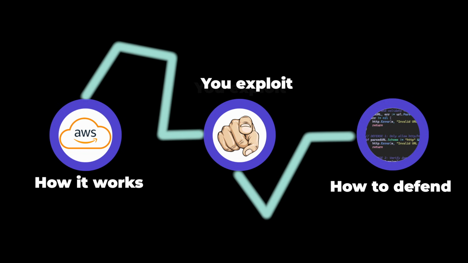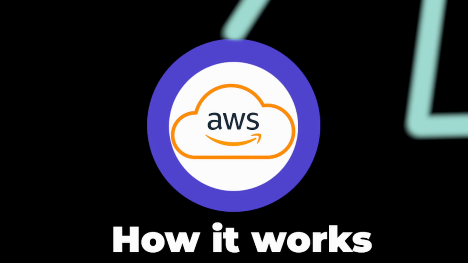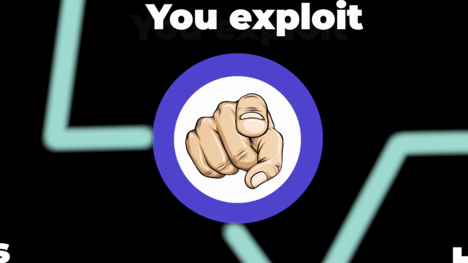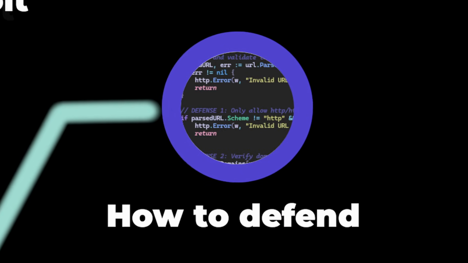So here's what's happening in this video. First, I'll show you exactly how SSRF works with a live demonstration. Second, you're going to exploit the vulnerable server I'm hosting to steal real AWS credentials. And third, I'll show you how to defend your own applications against this attack.